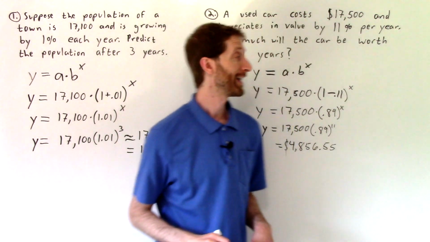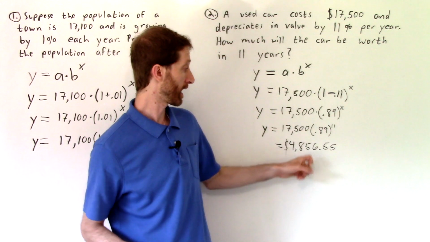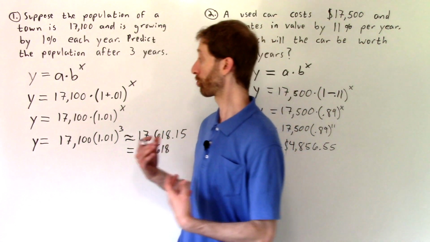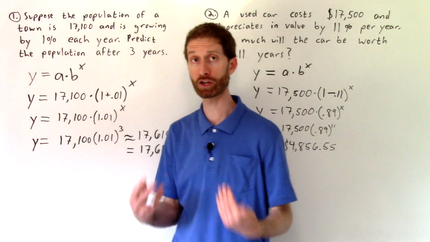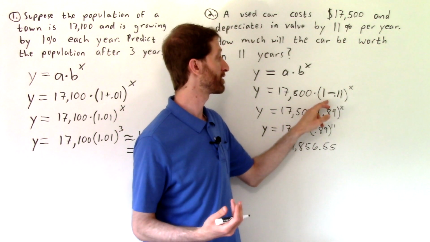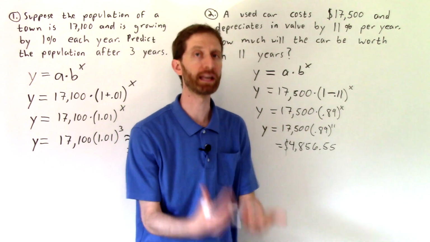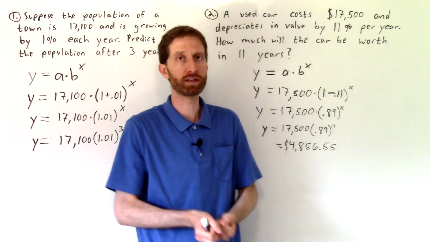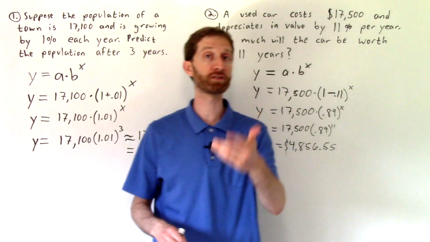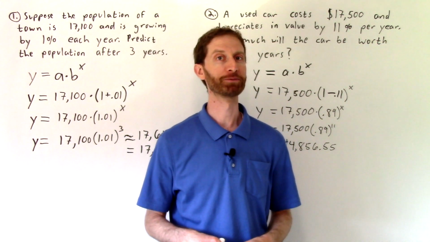There you have it. 89% of the value of the car is what you retain each year. Done 11 times, that's how much the car is worth. So the moral of the story, folks, is when you're gaining or growing, you add 100% plus the percentage you're going up by. And when you're depreciating or decaying, you have 100% and subtract the amount that it goes down by. That leaves you with the amount that you will retain, the amount that you'll have after each time that you multiply. On the flip side of this video, we'll go over another type of exponential word problem, one that involves doubling. See you there.